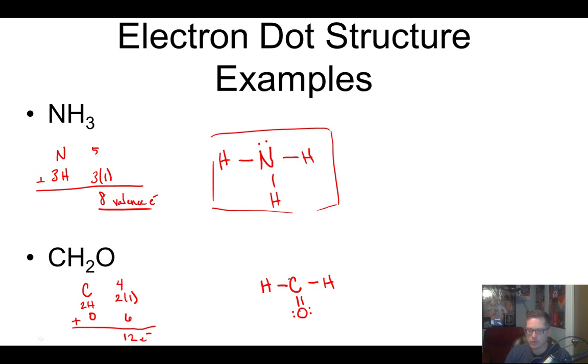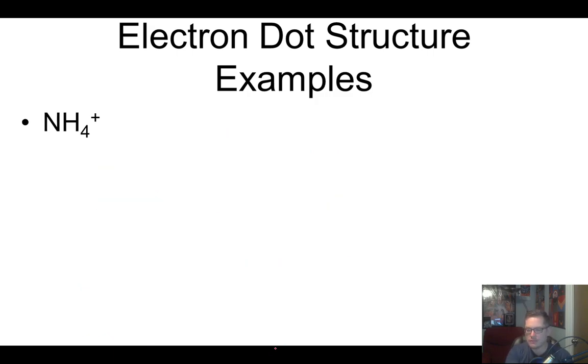And then we also make sure everything's still following the octet rule. Carbon has 2, 4, 6, 8, so that's got 8 electrons. And oxygen has 2, 4, 6, 8, so it's also got 8 electrons. So between those two, we're still following the octet rule, and we've only used 12 electrons. So therefore, this has to be the electron dot structure for CH2O.